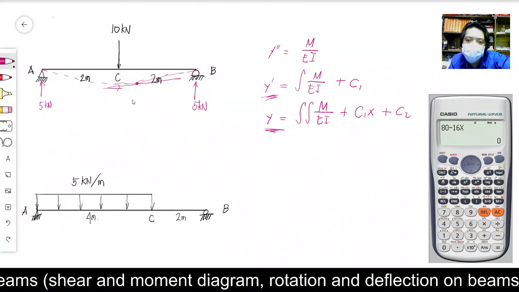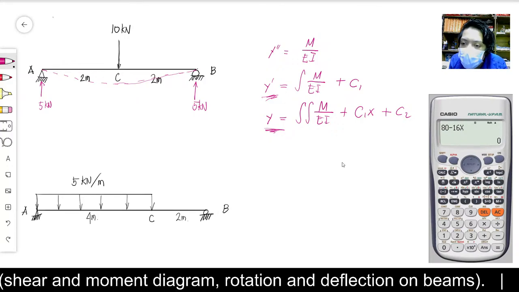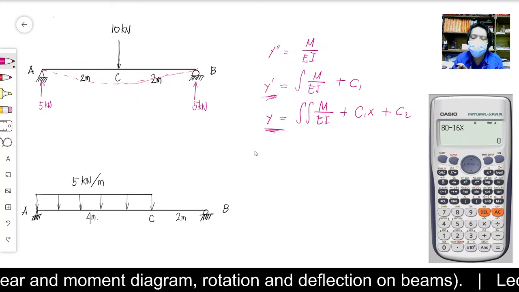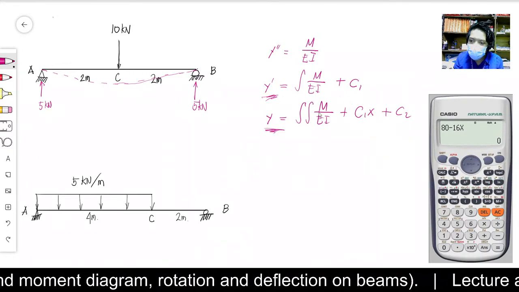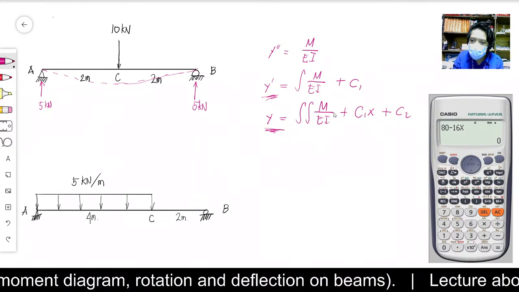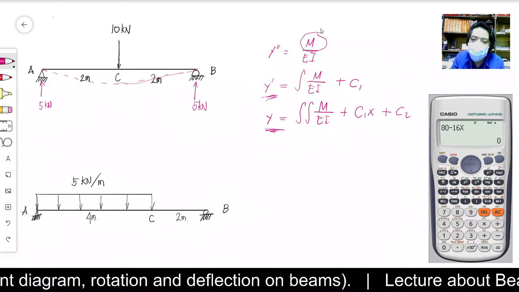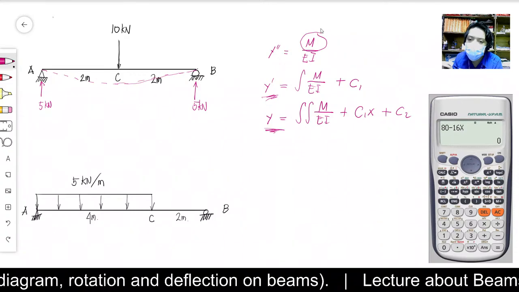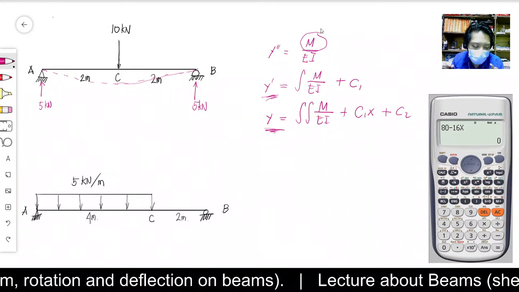I will explain this later. But first, let us focus on the deflection because that's our topic for today. In order to find the deflection, your number one concern is the moment equation. You need to find the moment equation for the whole beam.